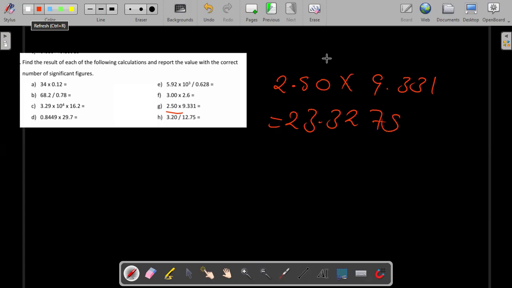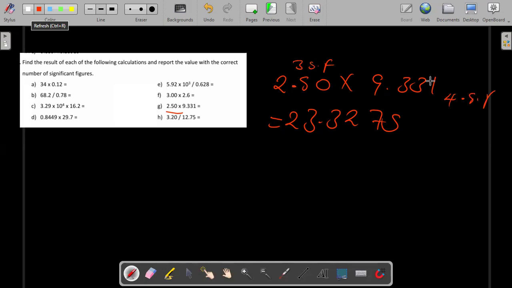Now I apply the rules for significant figures. I check how many significant figures I have in each number. This one has a trailing 0, but it's after a decimal point, so it's significant. In this case, you have 3 significant figures. Here you have 4 significant figures, because these are all non-zero numbers.